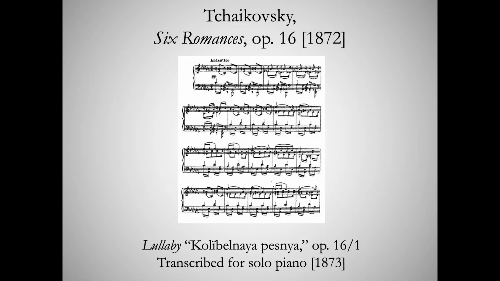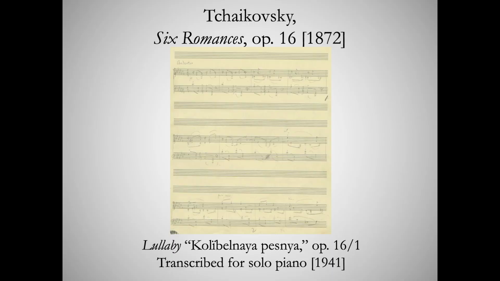Tchaikovsky's six romances, the Opus 16 set, the first one is a Lullaby, and they were completed in 1872, and Tchaikovsky himself made a transcription of three of the pieces from the set the following year in 1873. I've just cut out an excerpt of his version of this Lullaby. So this is something that Rachmaninoff may or may not have known, but in, I think it was, 1941, he decided to do his own version of the first romance, the transcription.